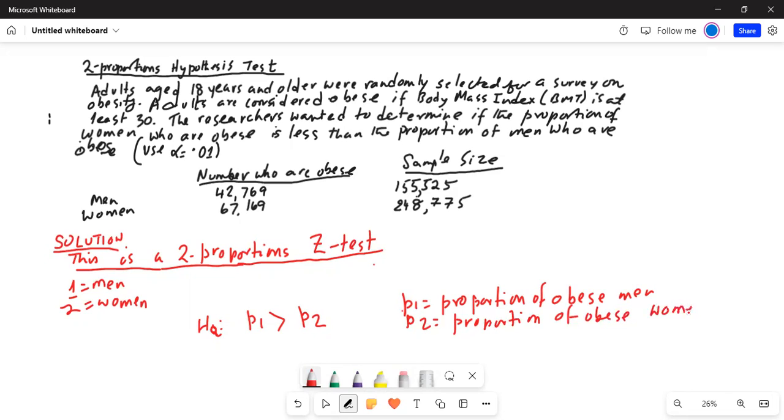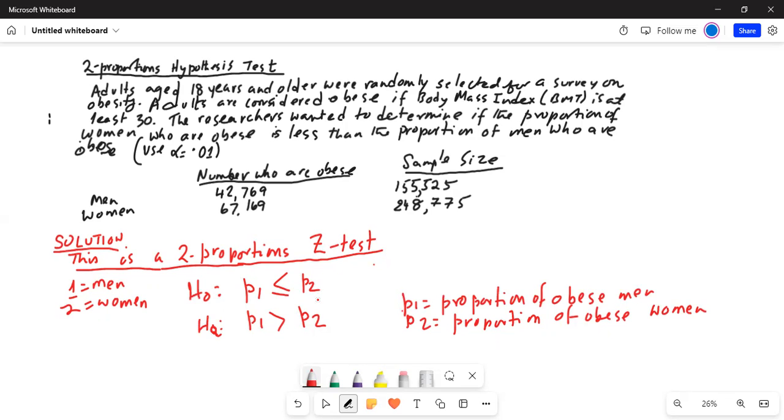So, if that's your alternate hypothesis, then your null hypothesis is P1. It always has to contain an equal to sign. On top of that, it can be the opposite of the sign in the alternate. So it is less than or equal to P2. Okay.